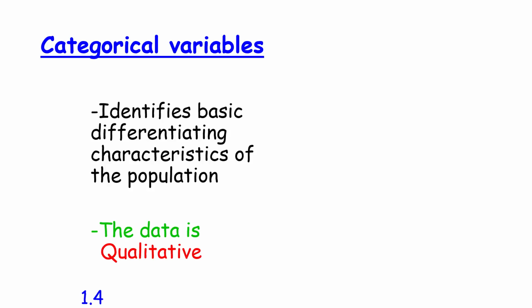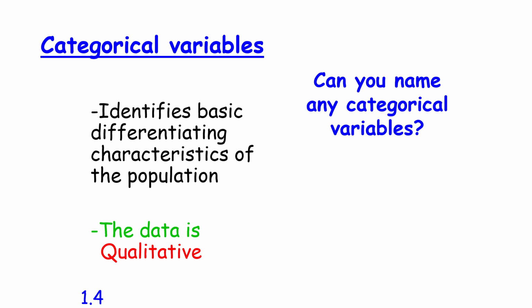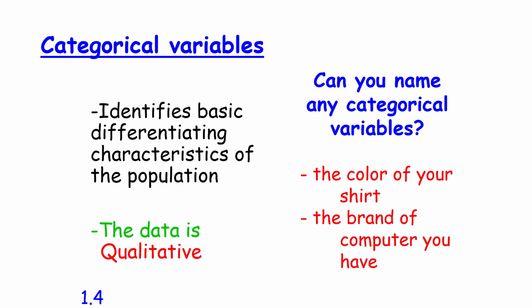Now, categorical variables identify basic differentiating characteristics of the population. Here, the data is qualitative, meaning it's not going to give us a number answer. So can you name any categorical variables? One could be the color of your shirt or the brand of computer you have. There's lots of different kinds.